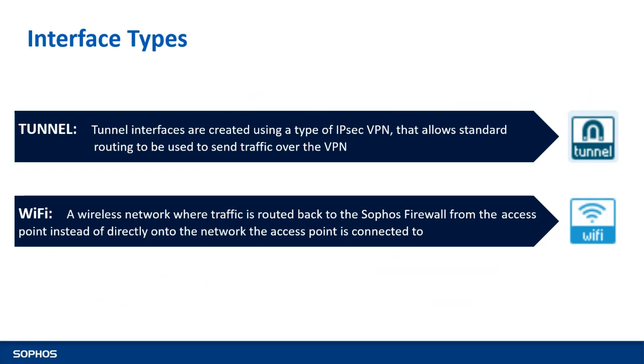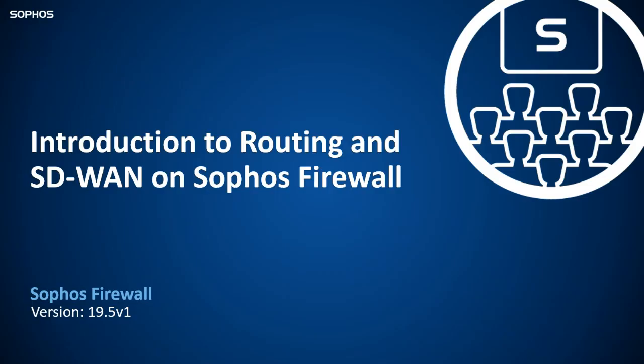In addition, you can create wireless interfaces and IPsec interfaces. These two interface types are created as part of configuring other features in the firewall: the IPsec VPN and the wireless network using a separate zone configuration. Tunnel interfaces are created using an IPsec VPN type that allows you to use standard routing to send traffic through the VPN. And the Wi-Fi interfaces are created when the wireless network routes traffic back to the Sophos Firewall using a separate zone configuration, rather than the physical LAN to which the access point is connected or a VLAN.